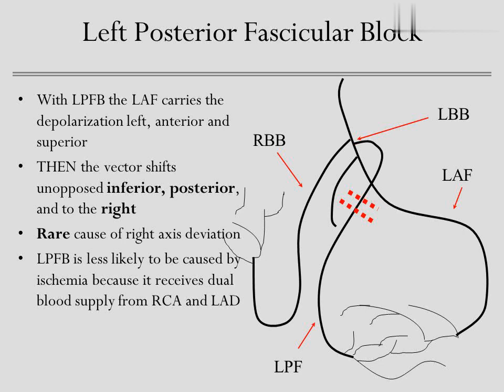With LPF block, the LAF carries the depolarization left, anterior and superior. Then the vector shifts unopposed inferior, posterior, and to the right. Rare cause of right axis deviation. LPF block is less likely to be caused by ischemia because it receives dual blood supply from the RCA and LAD. LBB, RBB, LAF, LPF.